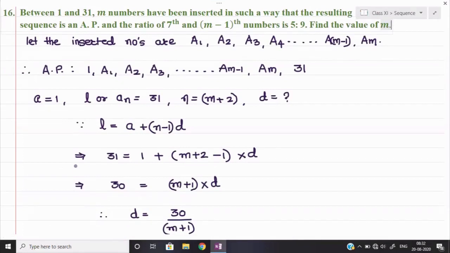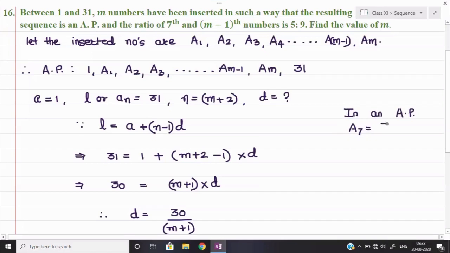You observe, a1 is coming at the second place, a2 is coming at the third place, a3 is coming at the fourth place. So in the same manner, a7 would be coming at the 8th place in the sequence. So I can say that in an AP, a7 is actually equal to T8.